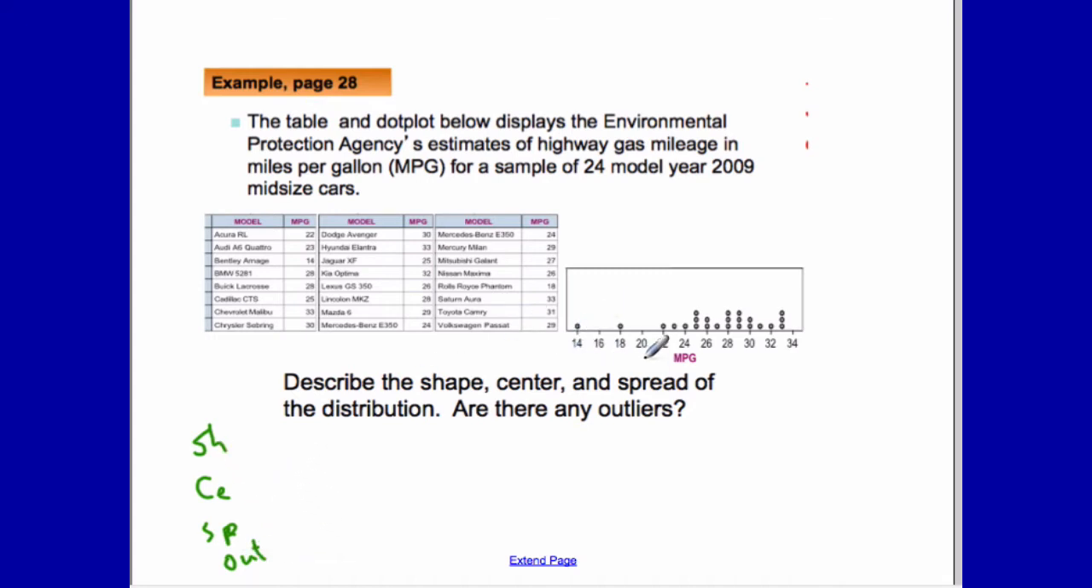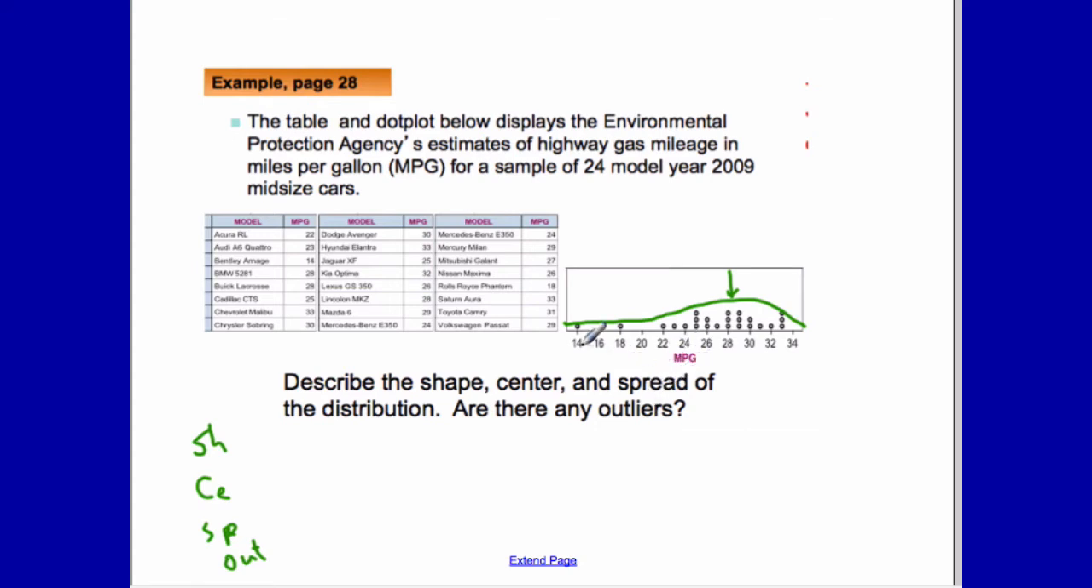In this graph, if I look at this kind of graph, I would say it is skewed what we call left, centered around maybe 28, and has a spread of 14 to 33. You can also talk about that as a spread of 19 or a range of 19, with a standard deviation of, we're not sure yet, we'll learn about that in a little bit.